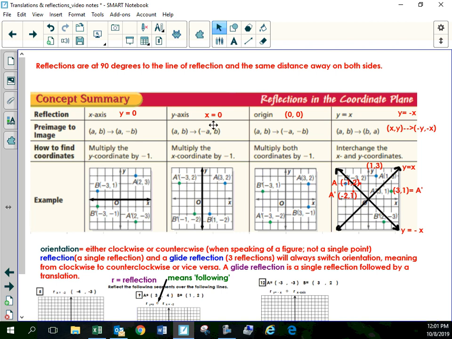And then again, if you forgot, the equation for the y-axis is x equals 0. Okay? So x equals 0, y-axis, same thing. You got to know that. It's Algebra 1. Okay, next one is the origin.